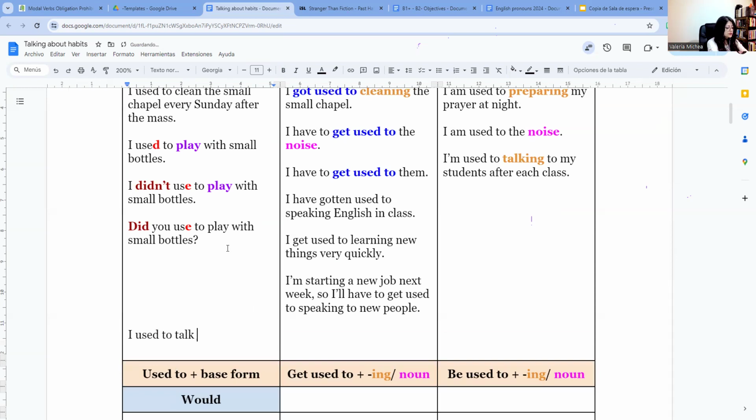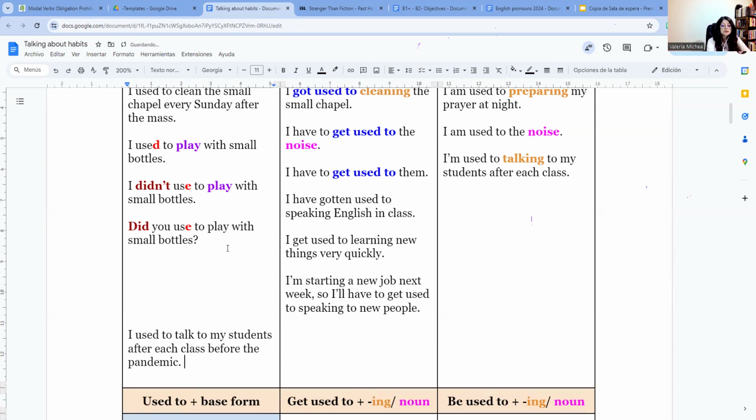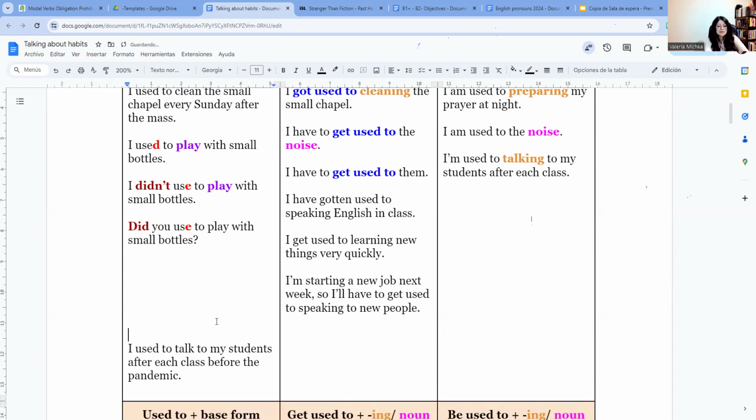I used to talk to my students after each class before the pandemic. All right, so this was a habit, but it's not a habit anymore. I don't have this habit in the present. It's not something that happens anymore.